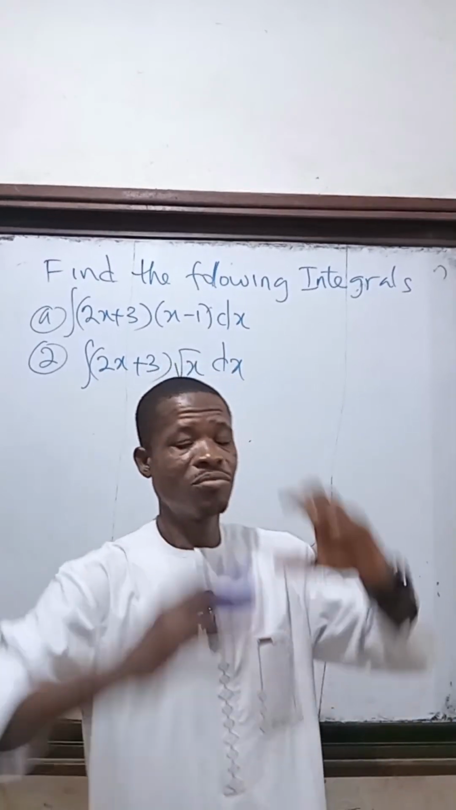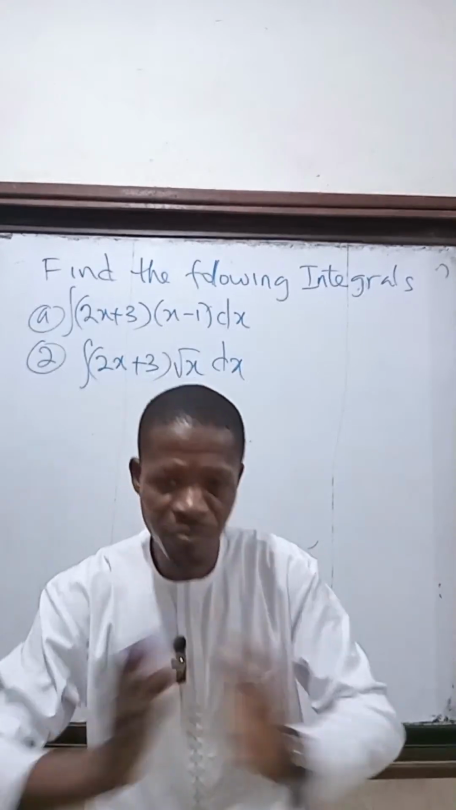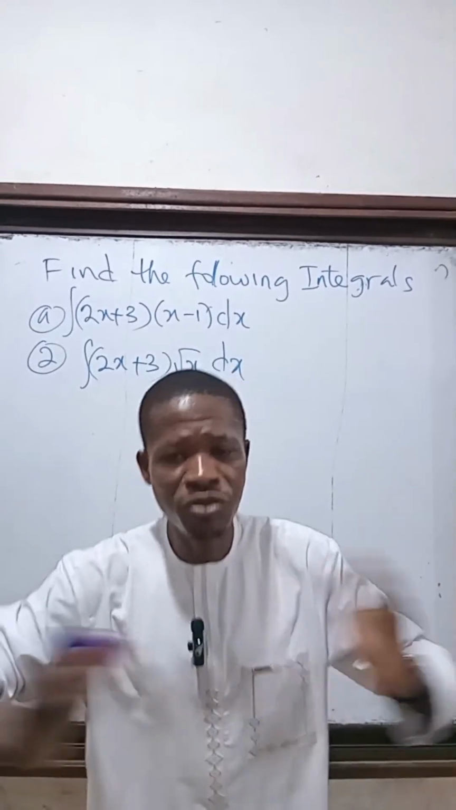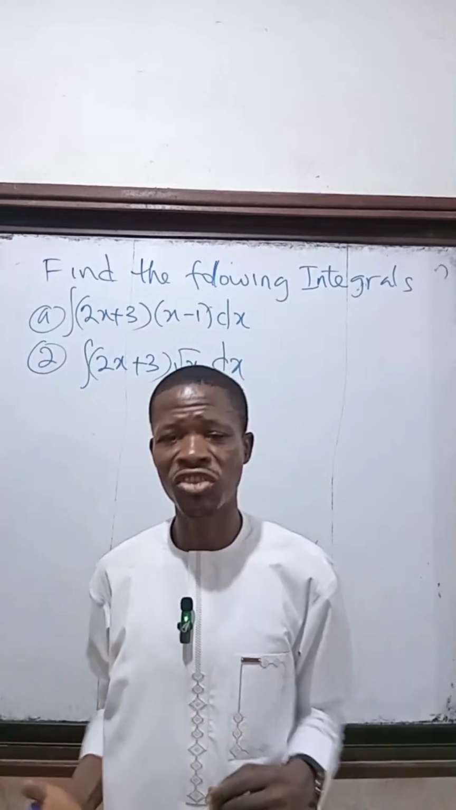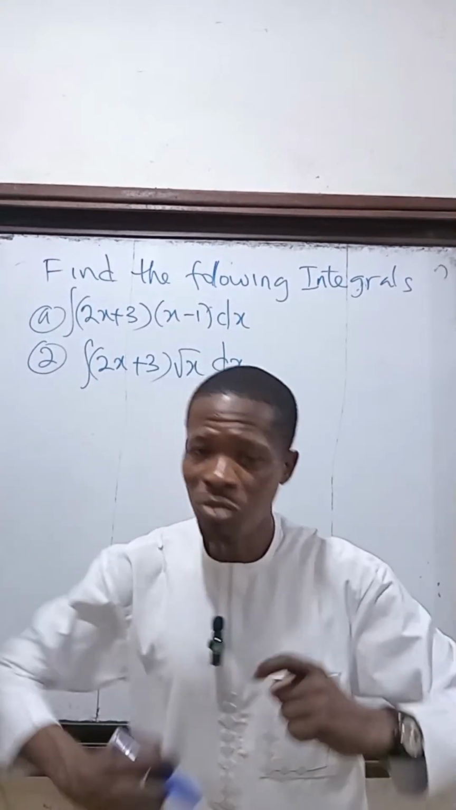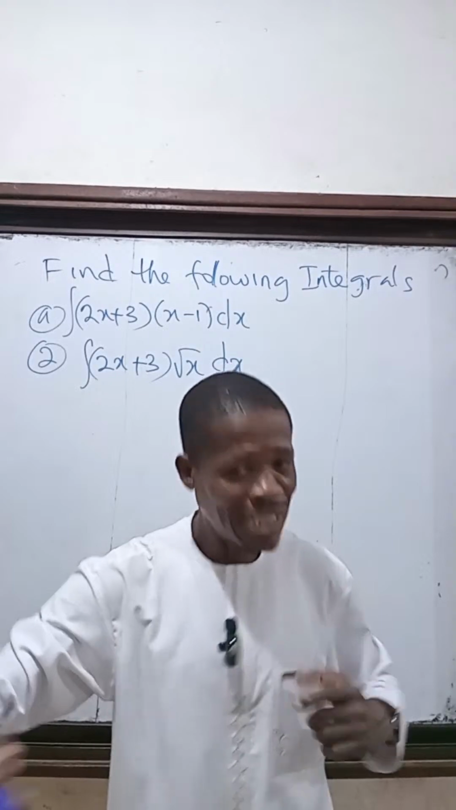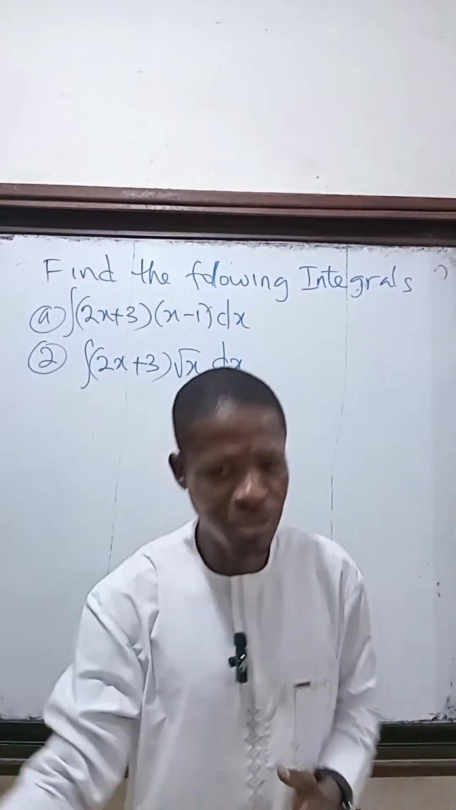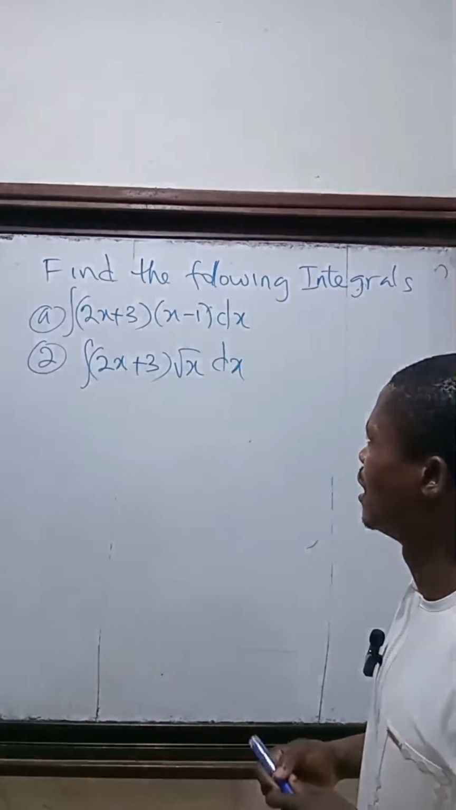If there is multiplication, there's a bracket, expand the brackets. Then after that, you can do your integration. If there is a radical, remove the radical. That is doing the algebra. Then after that, you can do the integration.